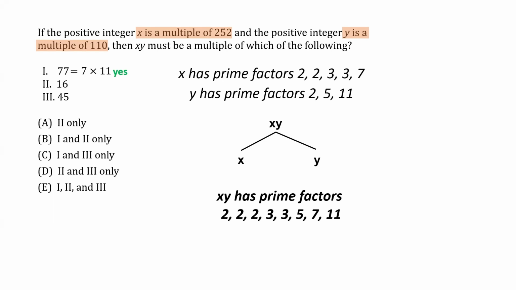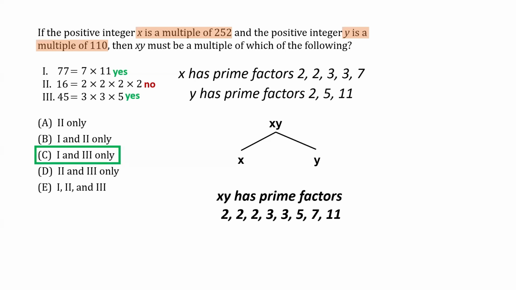Yes. For xy to be a multiple of 16, it must contain the prime factors of 16. That's 2 times 2 times 2 times 2. I can see that xy has 3 2's in its prime factors, but what about the fourth? We don't know. xy might not be a multiple of 16. As for 45, that equals 3 times 3 times 5. Does xy contain these prime factors? Yes, it does. The correct answer is C.